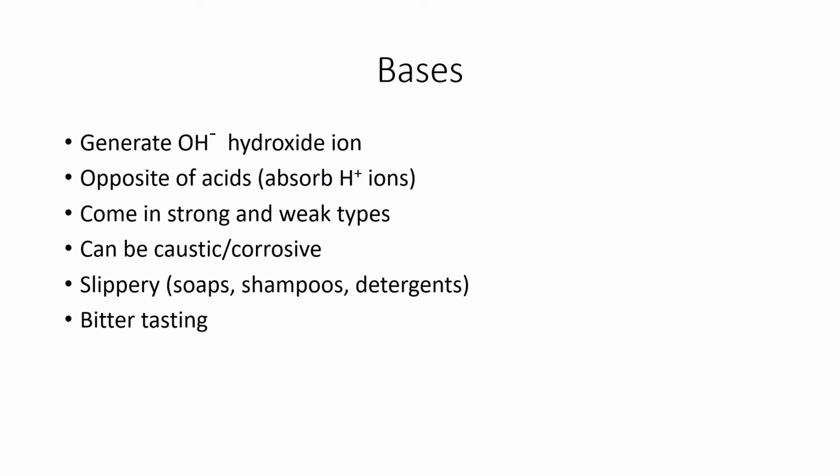So now we want to look a little bit at the general characteristics of bases. What all bases have in common is that bases are going to generate hydroxide ions, that OH minus ion. Another way of looking at bases, though, is how they're related to acids. Bases end up being the exact opposite of acids. So being acids generate H plus ions, what bases are going to do is absorb H plus ions. So you can either think about bases as generating hydroxide ions or as absorbing H plus ions.